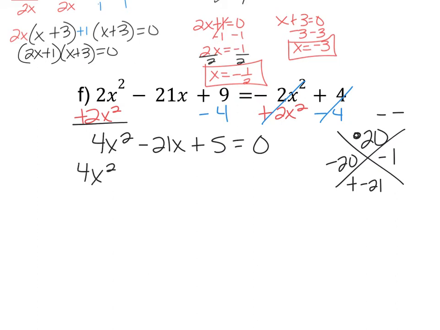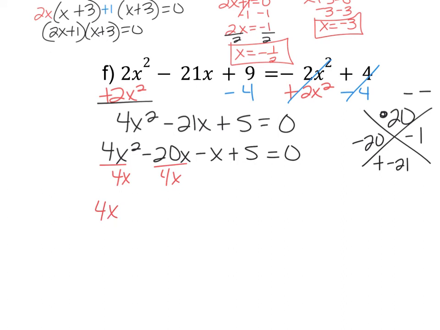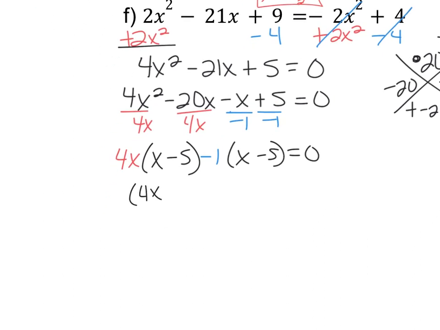Rewrite 4x squared minus 20x minus x plus 5 equals 0. Divide by 4x. So this would be x minus 5. All right, on the next one, we want it to be x minus 5, and right now it's negative x plus 5. So since I want the signs to switch, I'm just going to factor out a negative 1, and that would give me x minus 5. Sweet. So now this would be 4x minus 1 times x minus 5 equals 0.